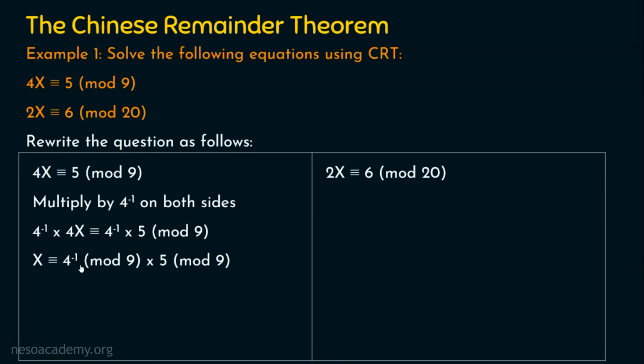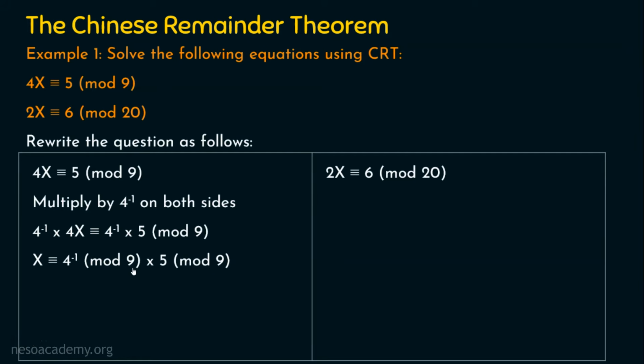Let's try 4. 4 into 4 is 16. 16 mod 9, we get 7. Let's try 5. 4 into 5 is 20. 20 mod 9 we get 2. Let's try 6. 6 into 4 is 24. 24 mod 9. What we will get? We get 6, right? So let's try 7. 4 into 7 is 28.